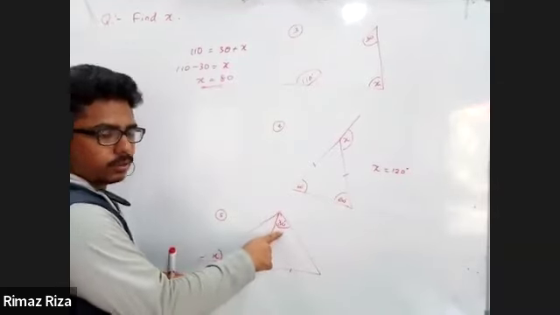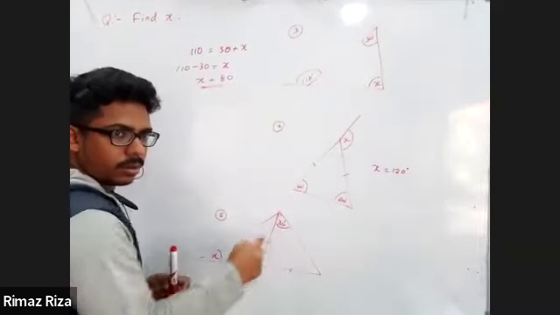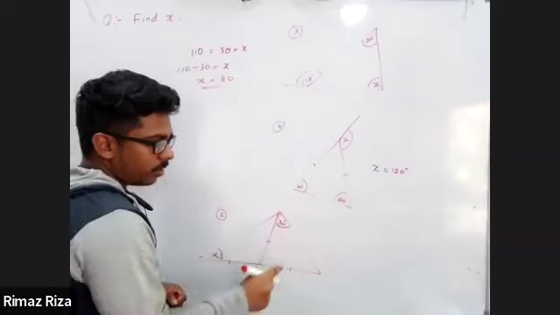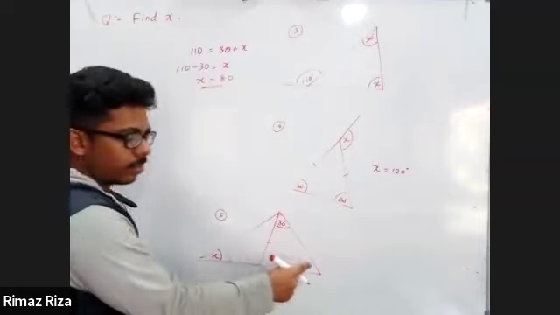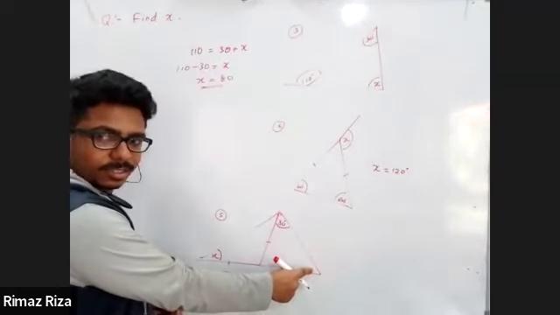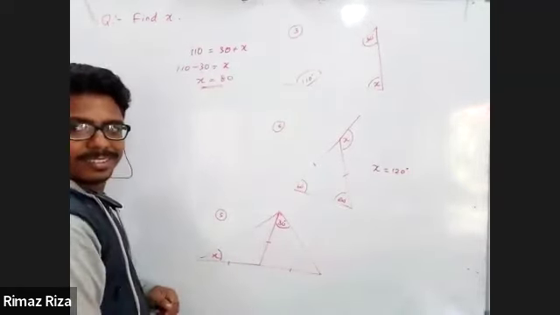Now we know this 30, no? So this is what triangle? Isosceles triangle. If this angle is 30, what is this angle? This angle is only 30.